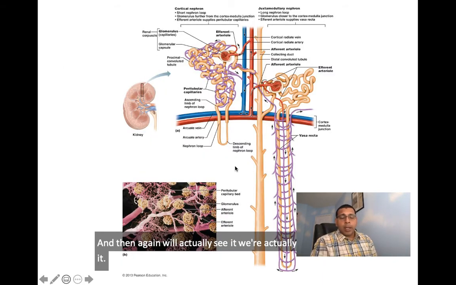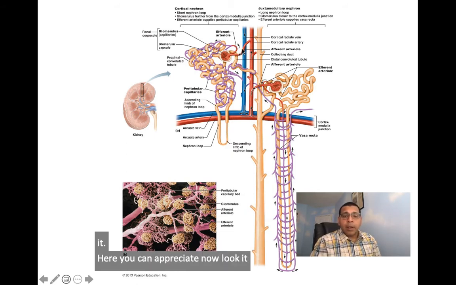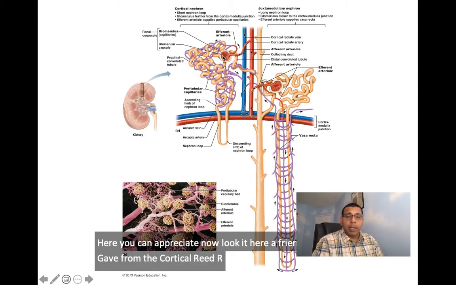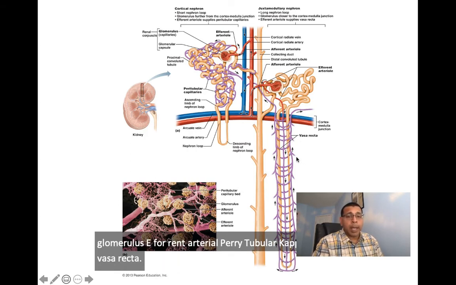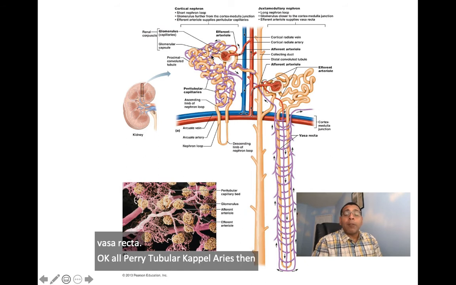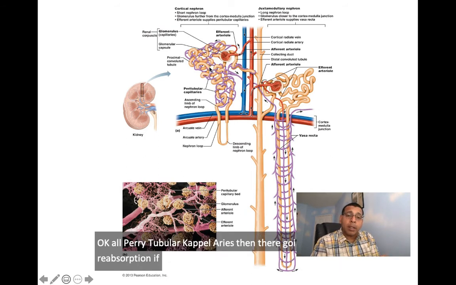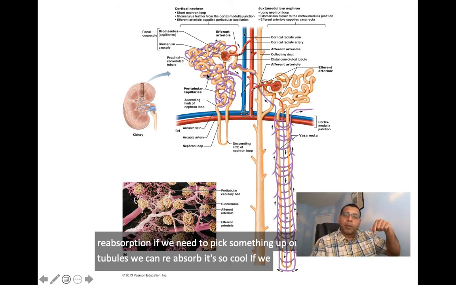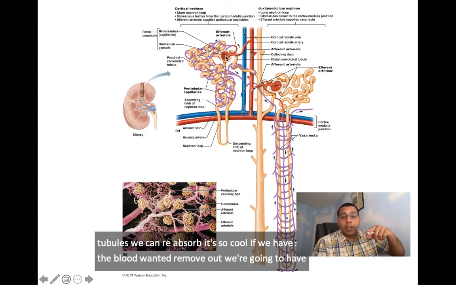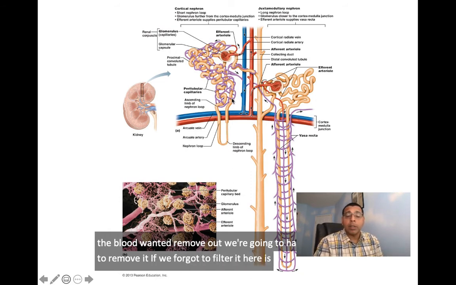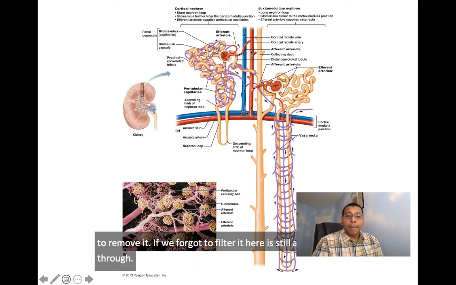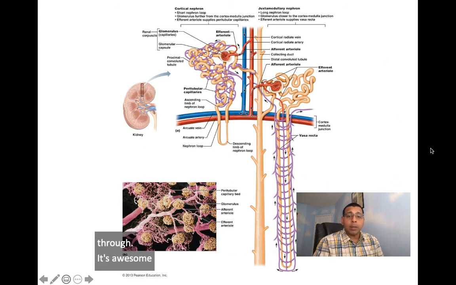Here you can appreciate now, look at the afferent arteriole from the cortical radiate artery, the afferent arteriole, the glomerulus, efferent arteriole, peritubular capillaries, and the vasa recta. All peritubular capillaries allow for reabsorption. If we need to pick something up out of the tubules, we can reabsorb it. That's so cool. If we have something in the blood we want to remove, we have the ability to remove it if we forgot to filter it here, still as it passes through. It's awesome. Kidneys are awesome.